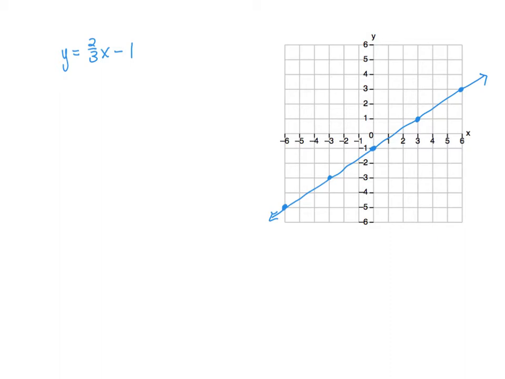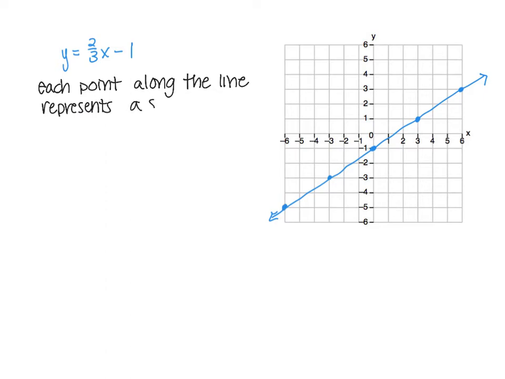Now, what is a line? What is this graph? What does it even mean? Well, what we know is that each and every point along the line represents a solution to the equation. And what does it mean to be a solution? Well, we know to be a solution means it makes the statement true. So let's just pick some points along the line and let's show what that looks like.